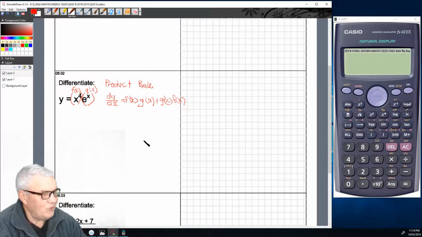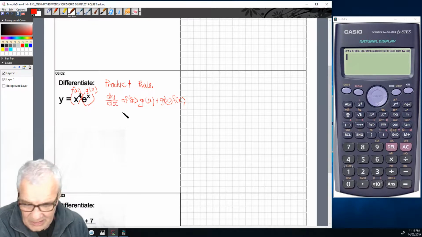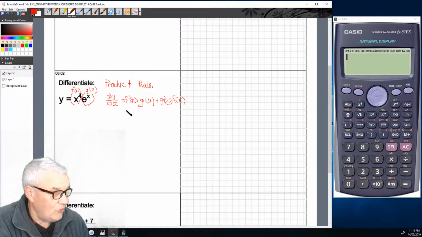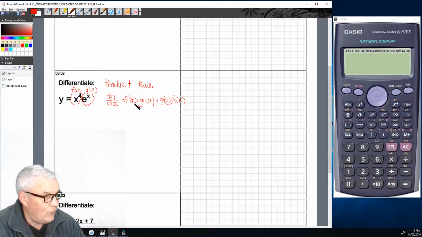Now I can remember doing this at school in the 1960s, and so it was the diff of the first times the second plus the diff of the second times the first. Alright, so what have we got here?